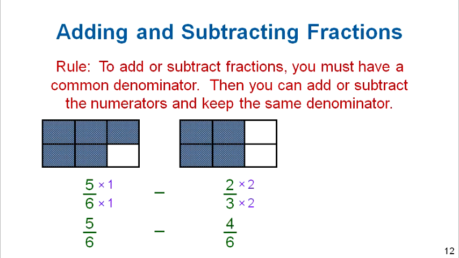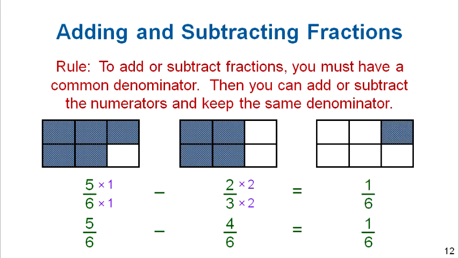So, let's multiply both the top and bottom of the first fraction by 1, and let's multiply both the top and bottom of the second fraction by 2. Because the pieces are now the same size, we can subtract the fractions. Note that 5/6 minus 4/6 is equal to 1/6.